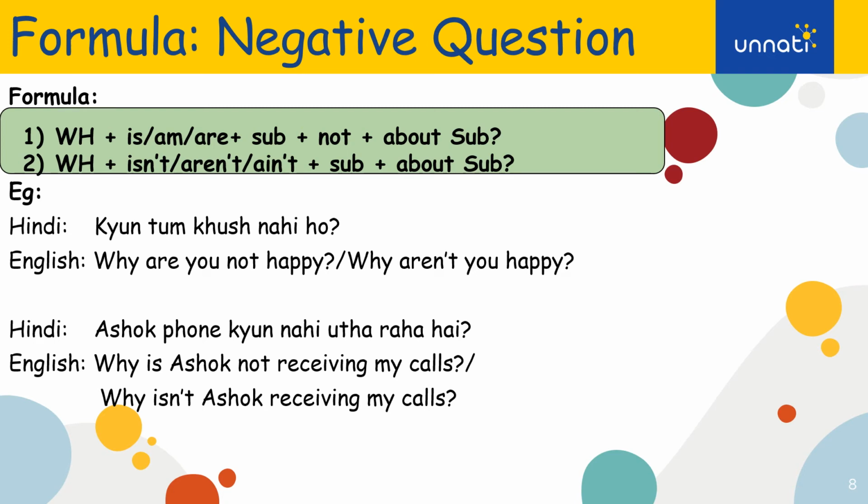Similarly, in the next example, Ashok phone क्यों नहीं उठा रहा है? We would say by the first formula, why is Ashok not receiving my calls? Is and not are separated if you take a look. Right? In the second formula, we would say, why isn't Ashok receiving my calls? So this is how you put in the state of being verb in a negative question. Hope it's clear now.